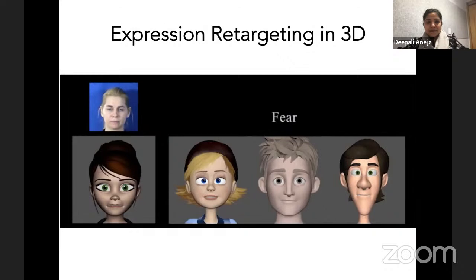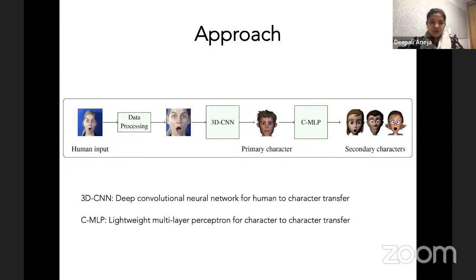All right, so the approach here was we processed the data for human images, and then we built a 3D CNN model to go from human data to the primary character. So we did it for one character, and then we had a simple lightweight multi-layer perceptron to transfer expressions from one character to multiple characters. So our goal was to automatically generate 3D stylized character expressions from humans in a perceptually valid way and a geometrically consistent manner, as we did in 2D.